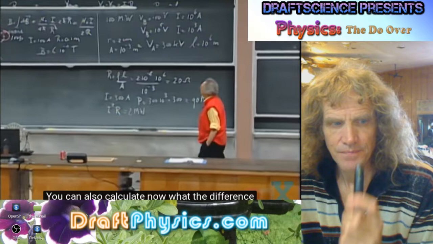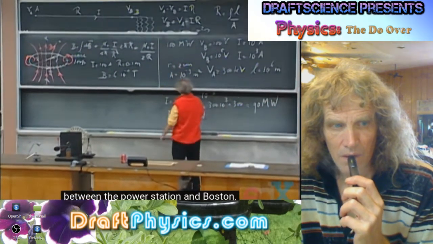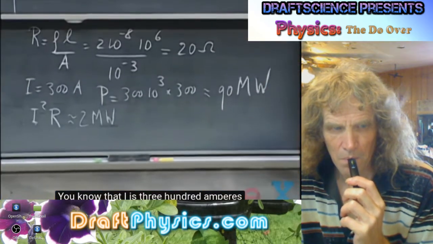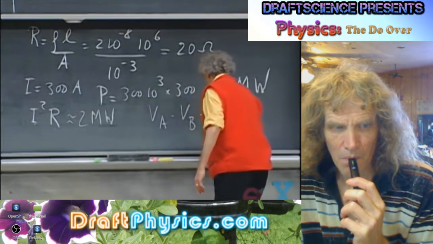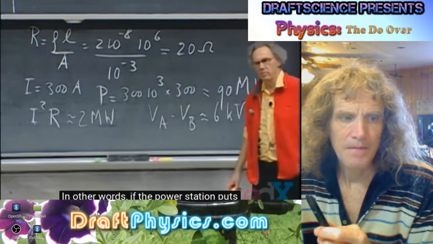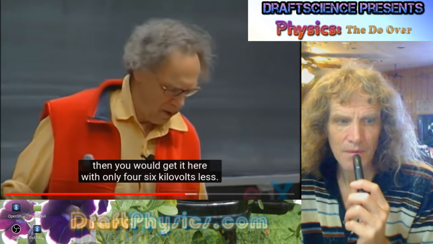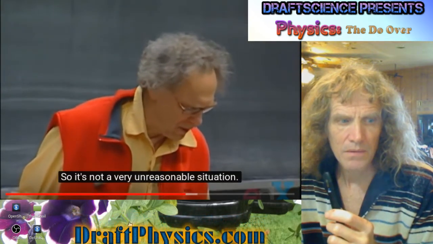You can also calculate now what the difference in potential is between the power station and Boston. VA minus VB is IR. You know that I is 300 amperes, and you know that R is 20 ohms. So VA minus VB is about 6 kilovolts. In other words, if the power station puts it on the line at 300 kilovolts, you would get it here with only 6 kilovolts less. So it's not a very unreasonable situation.